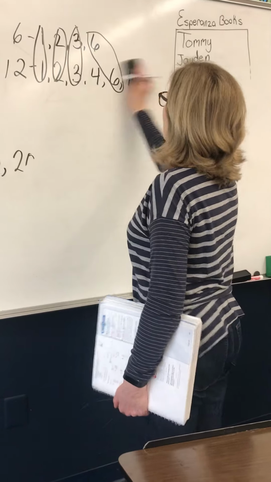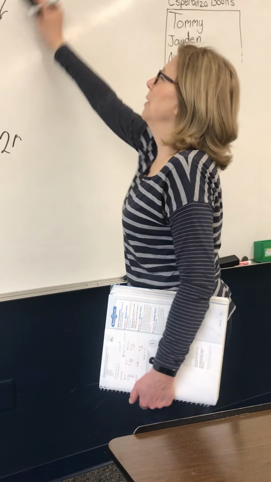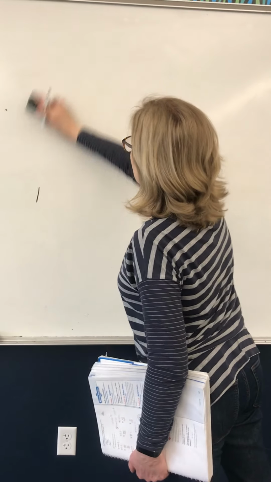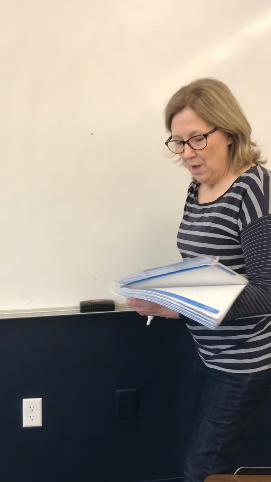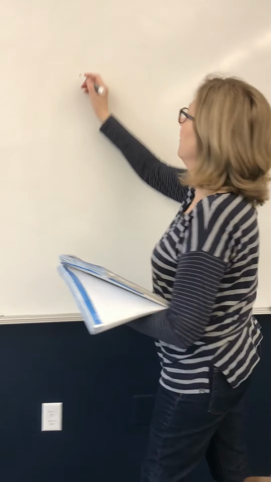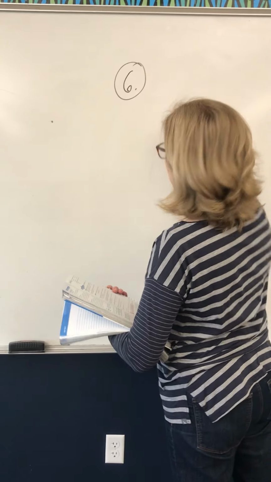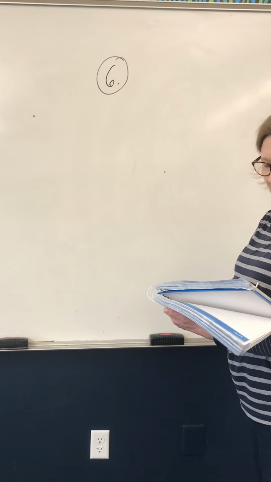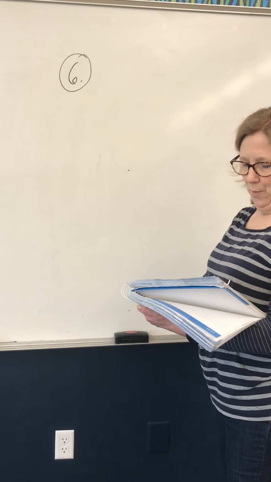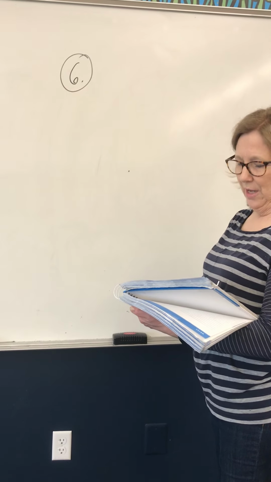Now I'm going to work on a couple of problems I noticed when I went over the lesson that I thought you might have a little trouble with. So here we go. I'm looking at number 6. On number 6 it says, if one side of a regular octagon is 12 inches long, then what is the perimeter of the octagon?